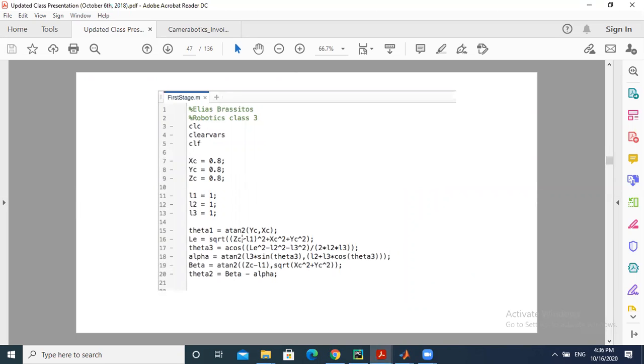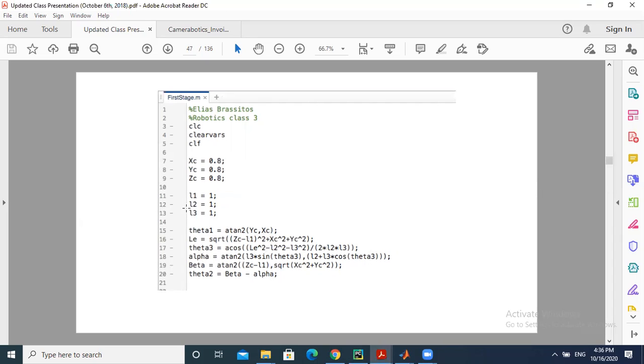In MATLAB, this is how it looks. We provide the Cartesian point, or the tool center point, in this case XC, YC, ZC, right? I can change those to whatever I want. I can also provide the link lengths of the robot, and based on these, I'm solving theta 1 exactly as we just did. Theta 1 is atan2 of YC, XC. We've already done that. We solved theta 3 first, and then we obtained theta 2.